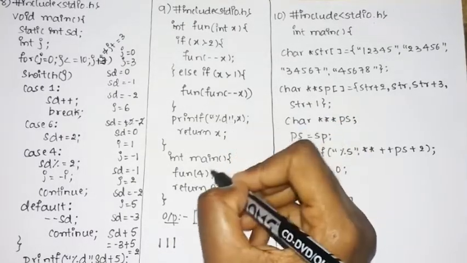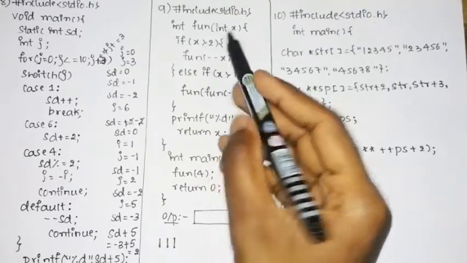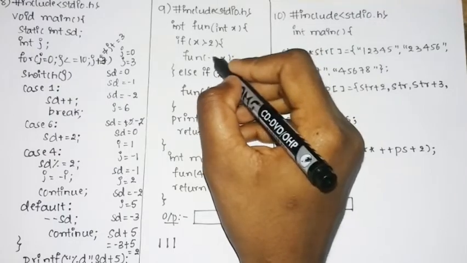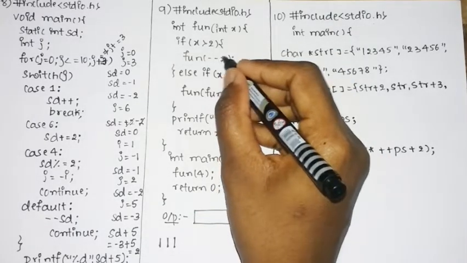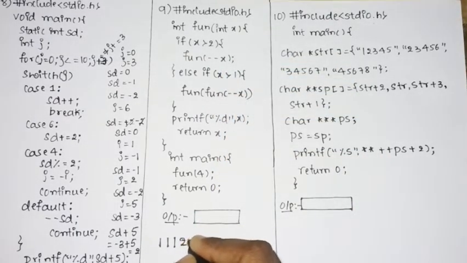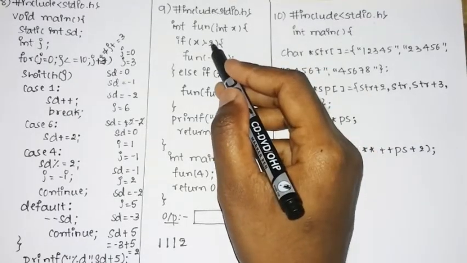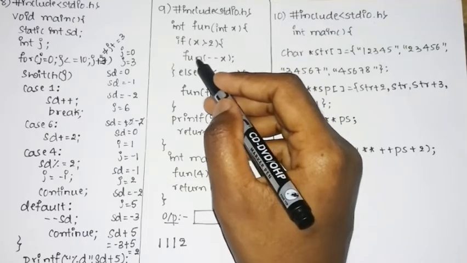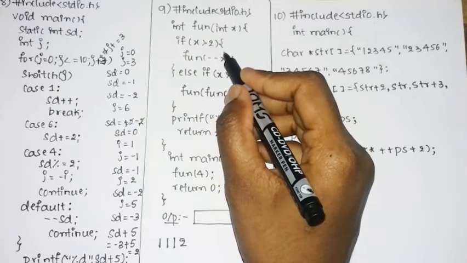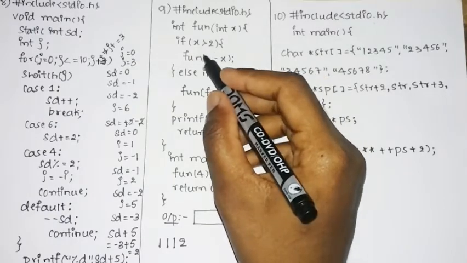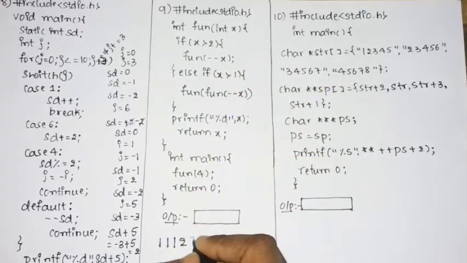So next step is function of 3. It calls 3 is greater than 2, the condition is true. So it will call function of minus x. 3 minus 1 will be 2. And next is function of 4. 4 is greater than 2, the condition is true. So function of minus x is the decremented value of x, which will be 3. So function of 3, again it is going to print %d x. Therefore it prints 3.